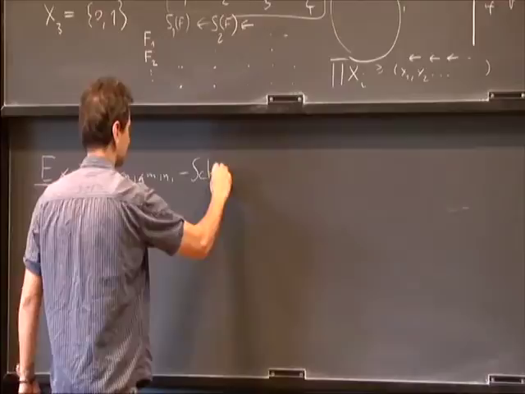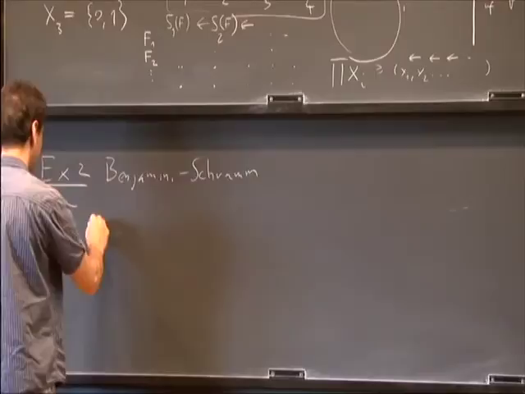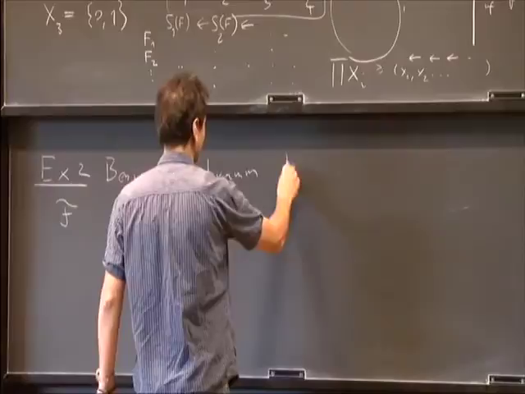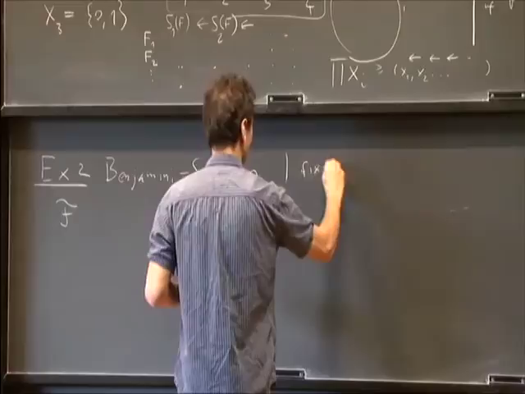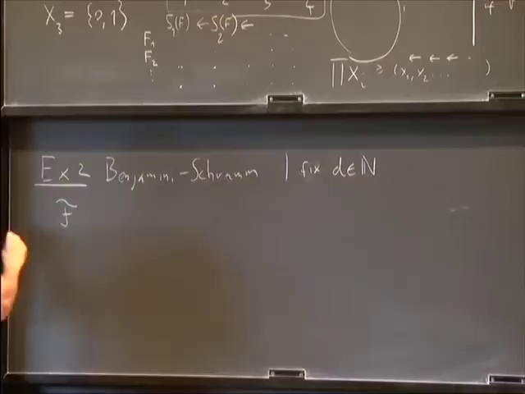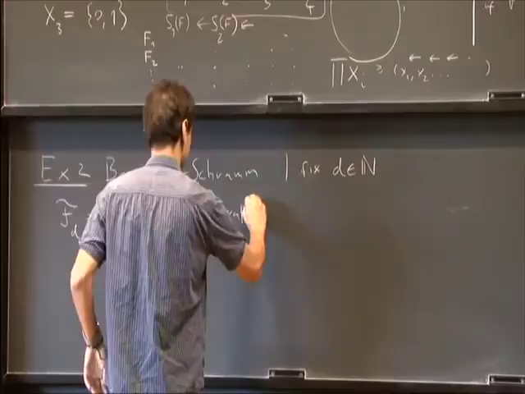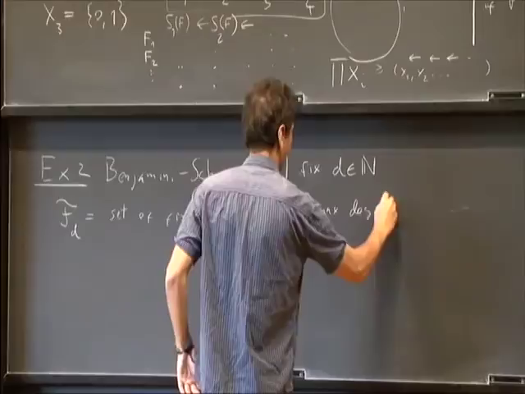It's a beautiful example. So here the family of objects is bounded degree graphs. We will fix a natural number d. They define it in a slightly more general way, but this illustrates already the construction. So then F_d is the set of finite graphs with maximal degree at most d.